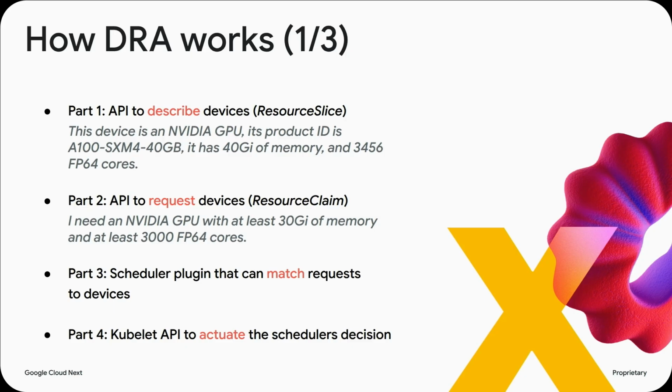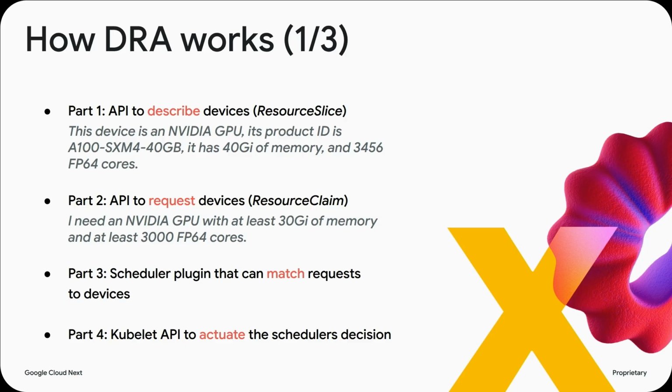So in this case, you say, okay, the device is an NVIDIA GPU. It has a product ID. It has 40 gigabytes of memory. And it has a certain number of cores. Then you, as a user, create what we call a resource claim. So the resource claim is how you claim the resources you need.